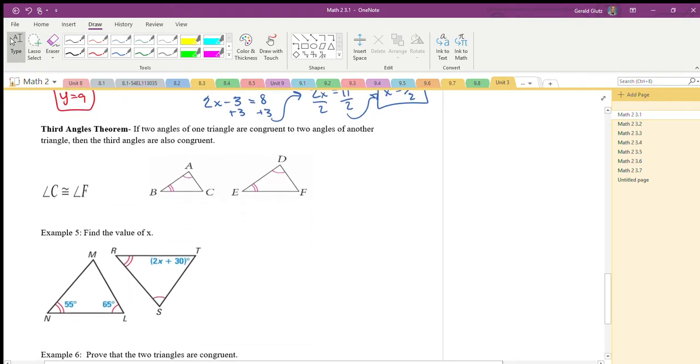All right, moving on. So the third angles theorem just says that if we know two angles in a triangle are congruent, so let's say A and D are congruent and then B and E are congruent, since we know all triangles add up to 180 degrees, this third angle has to also be congruent. So if the first two are congruent to each other, A is congruent to D, B is congruent to E, then C and F have to also be congruent. So that's what the third angles theorem is saying. So we're going to use that in example 5.